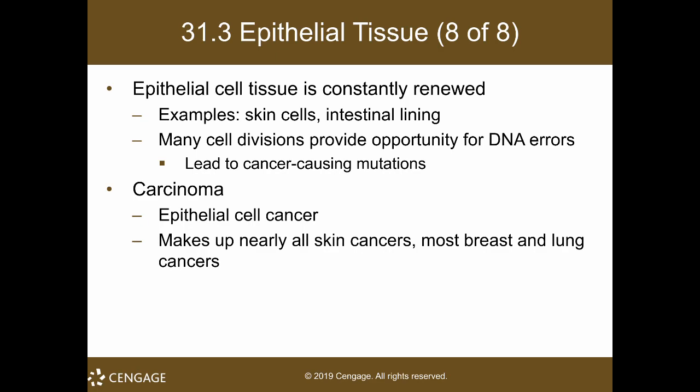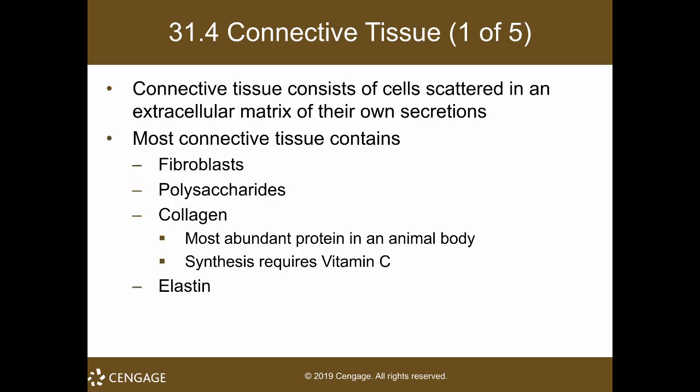Epithelial tissues are constantly renewed, such as skin cells and intestinal linings. They are shed and then renewed. Many cell divisions provide opportunities for DNA errors. That's why some of the more common cancers are skin cancer and cancer of the gastrointestinal tract, such as colon cancer. Carcinoma is cancer of epithelial cells. It makes up nearly all skin cancers and most breast and lung cancers.